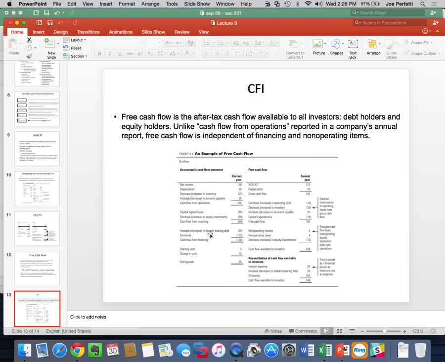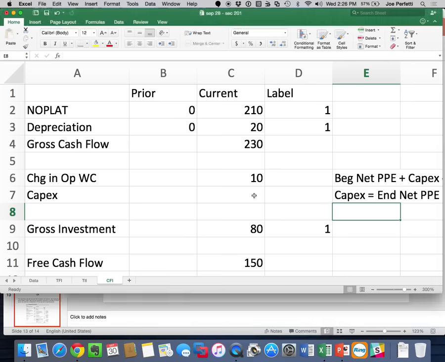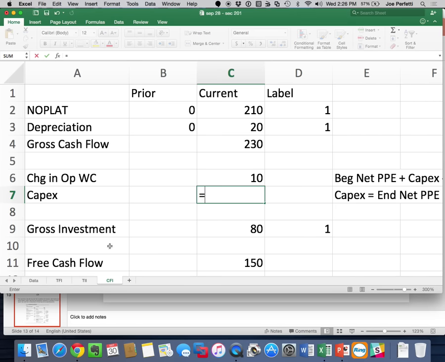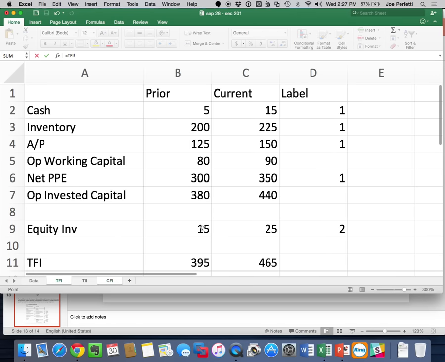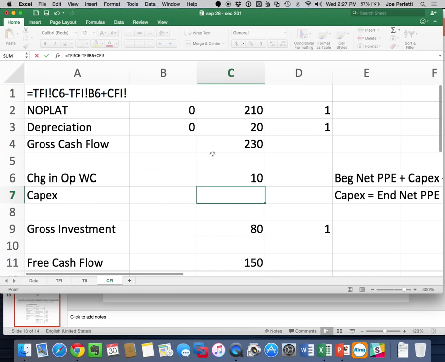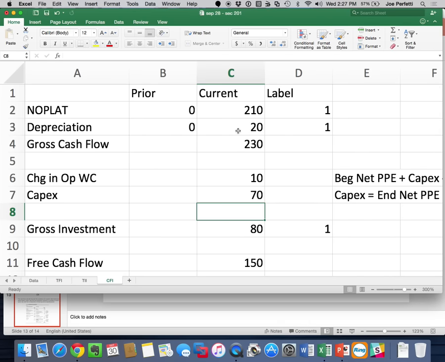Here's how we do it. So we go back to here. CapEx equals TFI, just found that formula: my current net PP&E minus my previous net PP&E, plus current year's depreciation, 70. Change in working capital, 10. Change in CapEx, 70. 10 plus 70, 80. That's how I get to the 80. That's the granular way of getting there.